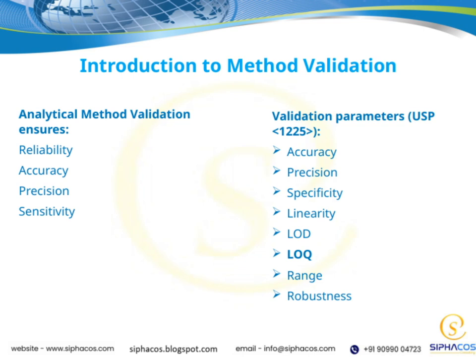small variations in conditions. All these validation parameters work together to ensure that our analytical methods are dependable. When properly validated, they guarantee reliability, accuracy, precision, and sensitivity. This foundation is essential for producing trustworthy data, whether we're developing new methods or validating existing ones. So, understanding and applying these parameters is key to maintaining high standards in our analytical work.